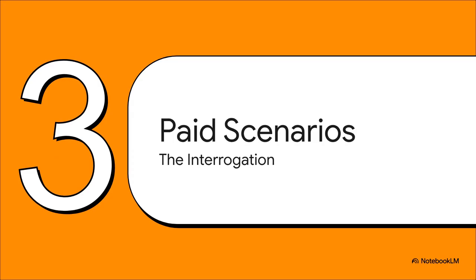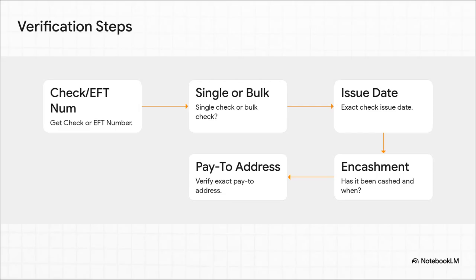Section 3. Paid scenarios and verification. The interrogation. When you check a payer portal or you call a rep and they casually tell you, "Oh, the claim processed and paid," your job is not over. Actually, scratch that. It is just beginning. The interrogation phase starts right now. You have to extract precise, exact parameters to verify that payment. Seriously, do not let that payer rep off the phone without running through this exact checklist.